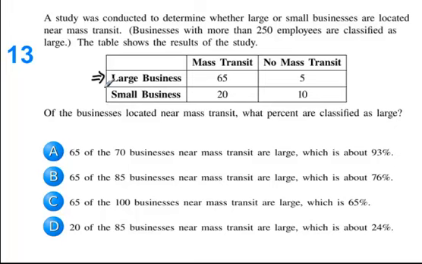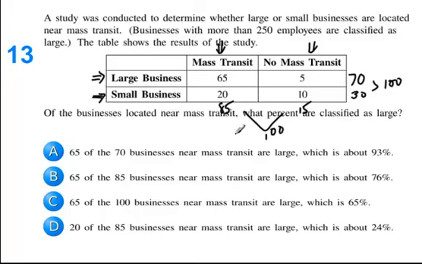Okay, so again, this is called a frequency table. So, how many large businesses were surveyed? So I have 65 and 5, so there's 70 large businesses that were surveyed. How many small businesses? 20 and 10. So a total of 100 businesses were surveyed. Okay, of those 100 businesses that were surveyed, if we do mass transit, 85 of them were mass transit, and no mass transit was 15. And you'll notice 85 and 15 gives us our 100 there. These have to be equal.